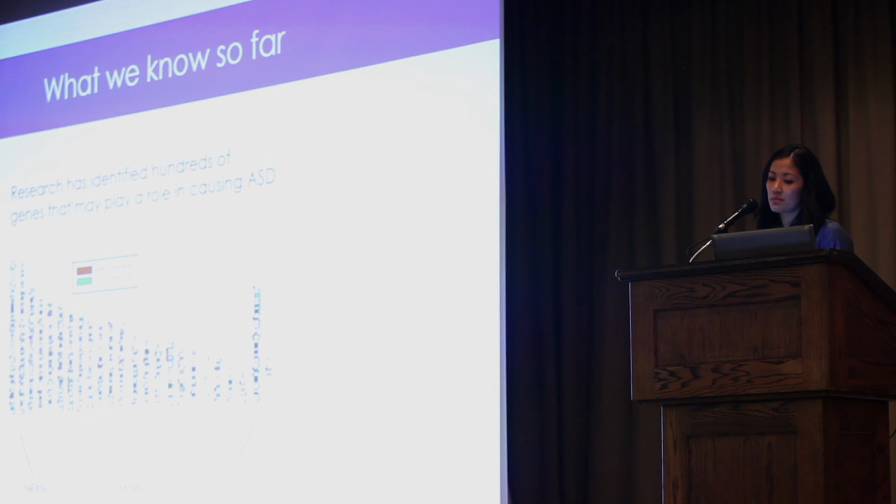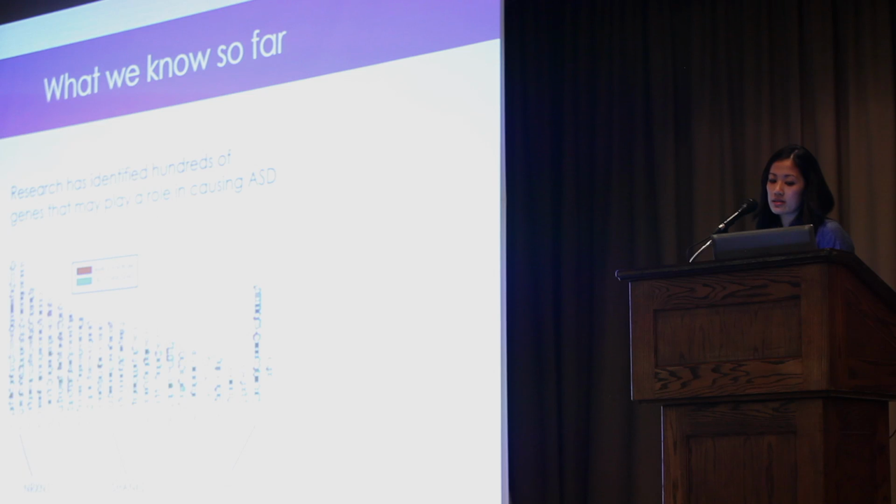Okay, so the next section I'm going to talk about is results. So what do we know so far? From our research, we've learned that there are hundreds of genes that play a role in causing autism spectrum disorder. So there's no one gene that causes autism. And you can see from this illustration that the genes are across the entire genome, so they're on different chromosomes. There's not just one chromosome that's affected.